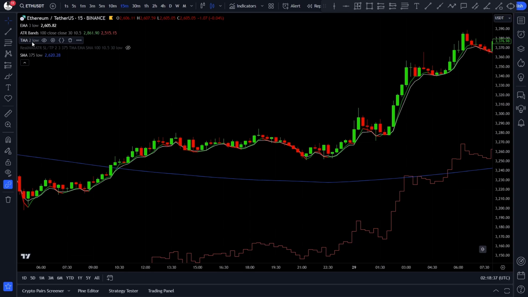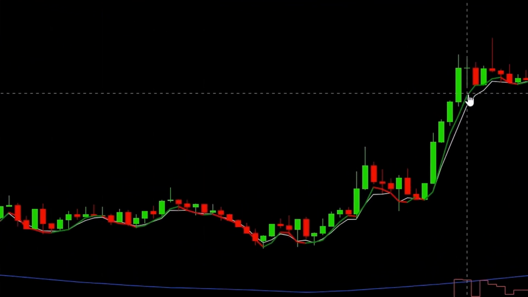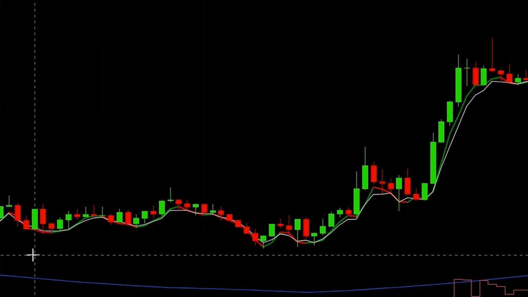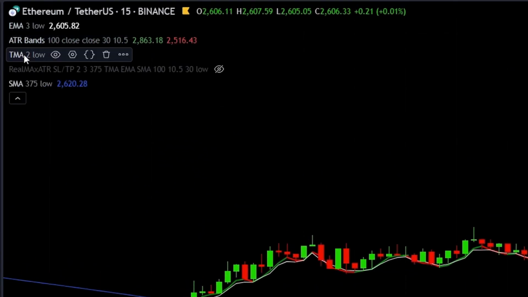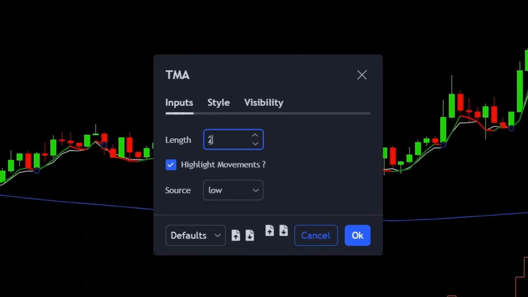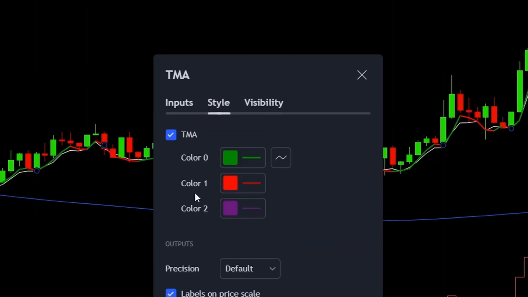Our two moving averages that will give us the crossover entries are going to be the triangular moving average and the EMA, and we will also use the SMA as a trend filter. Our fastest reacting or trigger moving average will be the triangular moving average. So open up its settings and set its length to 2. Also make sure that its source is set to low. You can color it however you like, I leave it as it is.